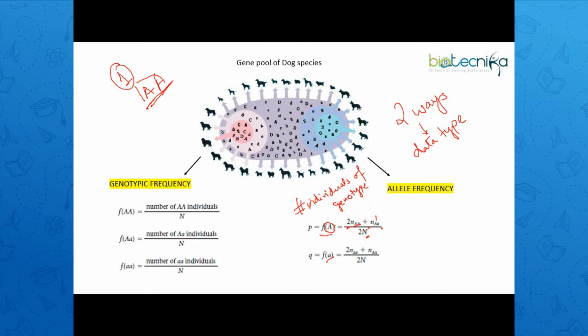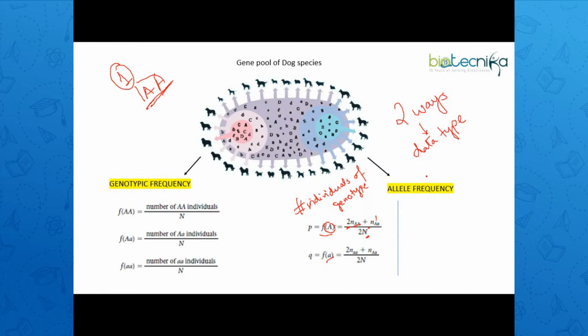All right. Now divided by 2 into n. Now why 2 into n? Again, because we are all diploid, we have two locus for each allele. For each gene, we have two locus. We are all diploids. So that is why it is 2n. Now, this is one formula.